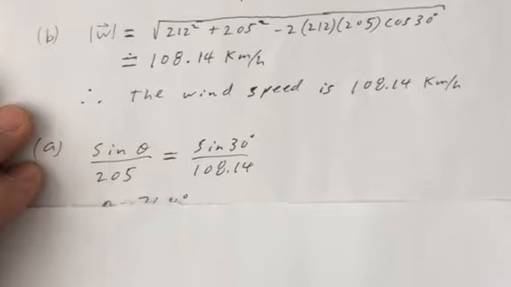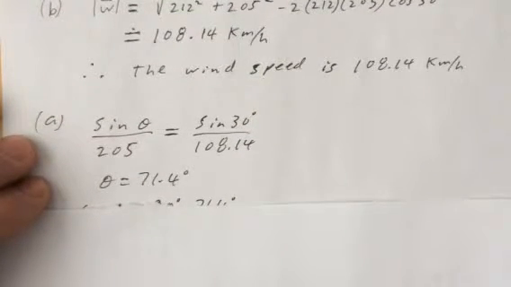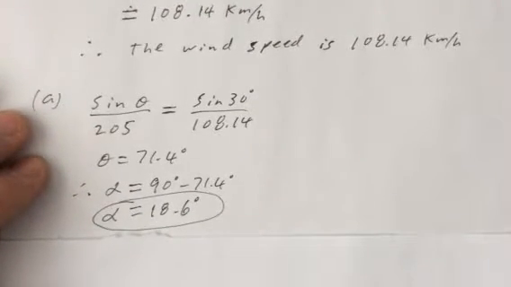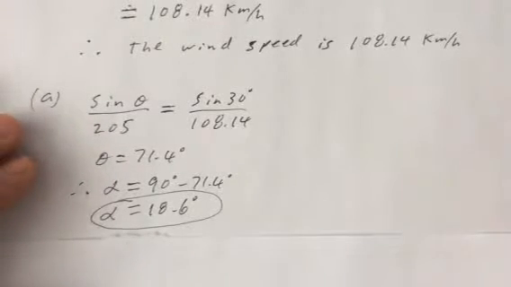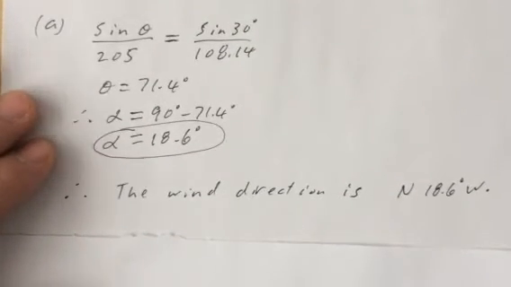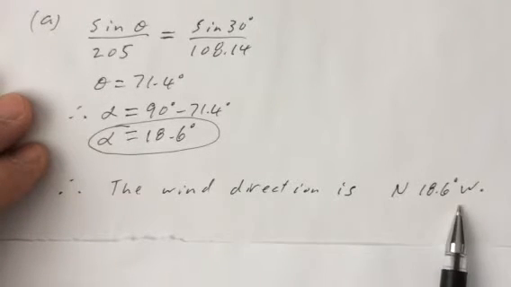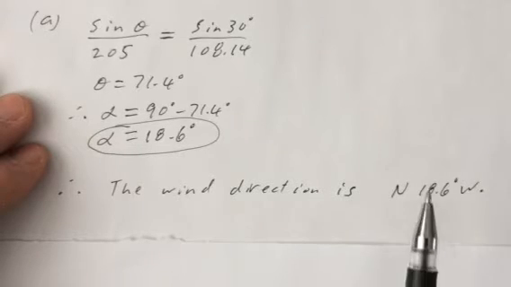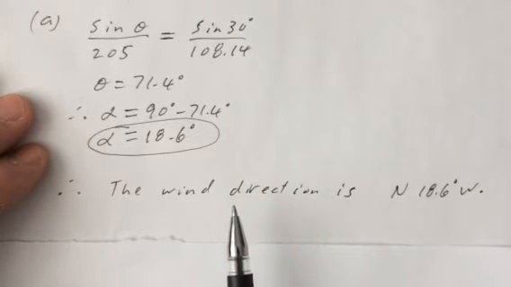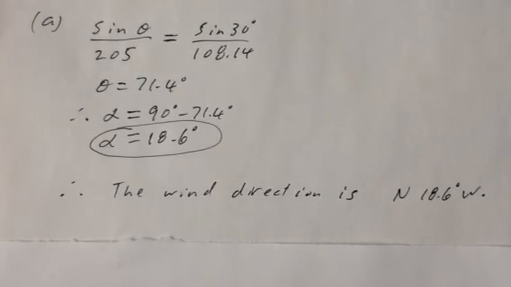Okay. Plug that all in, you solve it, and you get theta equal to 71.4 degrees. And then alpha is 90 minus 71.4, which is 18.6 degrees. And you can give the direction as north 18.6 degrees west, or you could have left it as west 71.4 degrees north. And do math, not math.